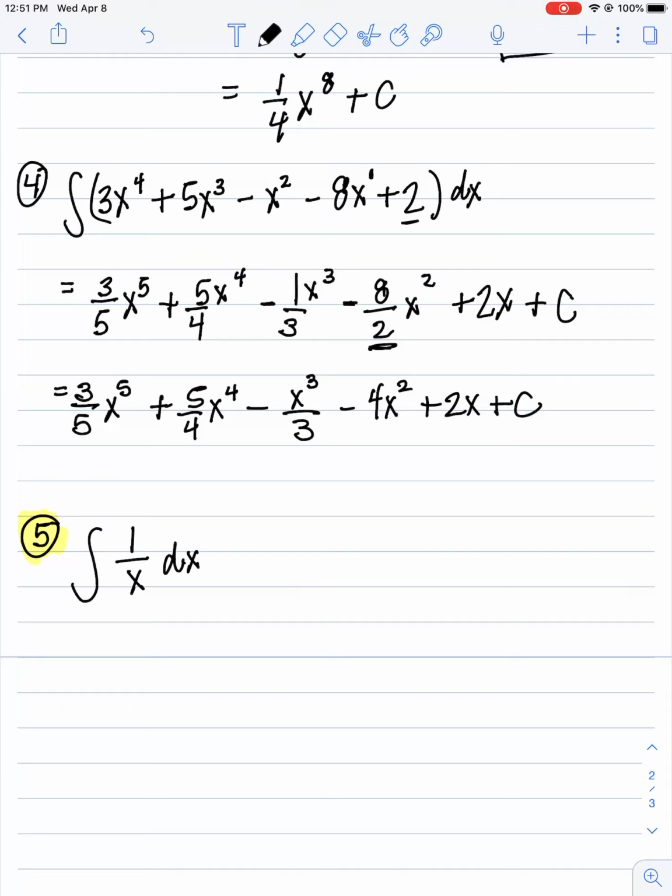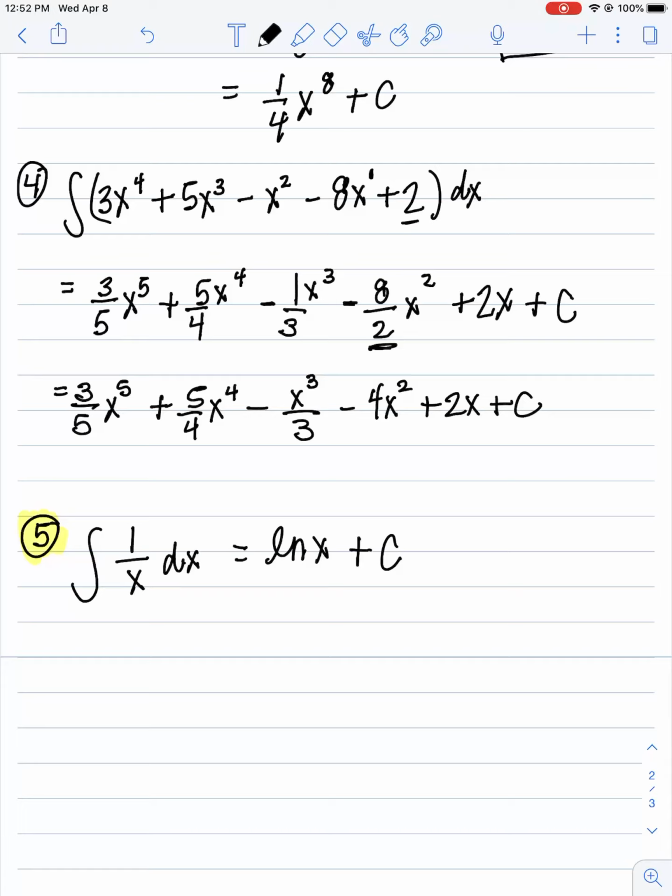The antiderivative of 1 over x. So if you work it backwards, if you think backwards to chapter 3, or maybe it was chapter 2, what function gave me a derivative of 1 over x? Well, I'm sure there's somebody watching this video that remembers that the derivative of the natural log of x was 1 over x, which means the antiderivative of 1 over x is the natural log of x plus c.